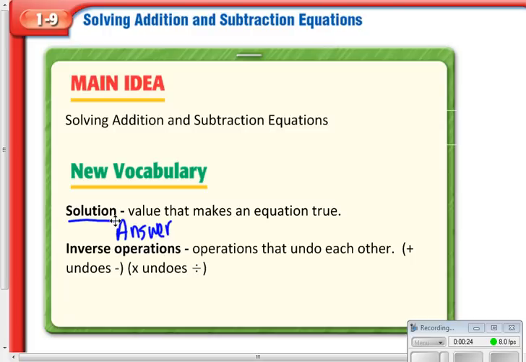Next is inverse operations. Inverse operations are operations that undo one another. So they get rid of steps. Inverse means opposite, so basically you're doing the opposite. If you're adding in the problem, you need to subtract to get rid of it. If you're multiplying, you need to divide. So inverse operations undo one another.